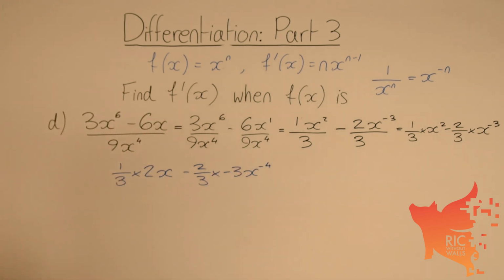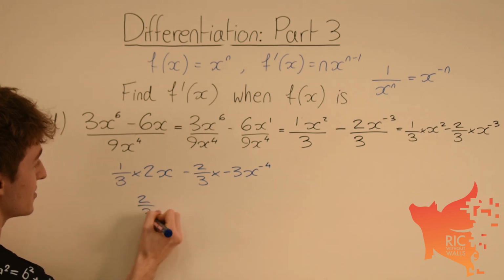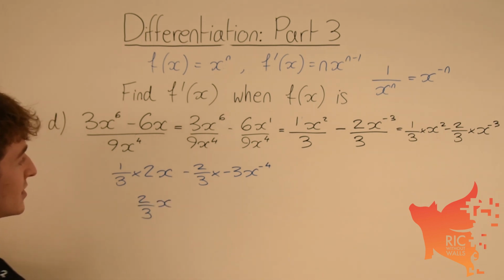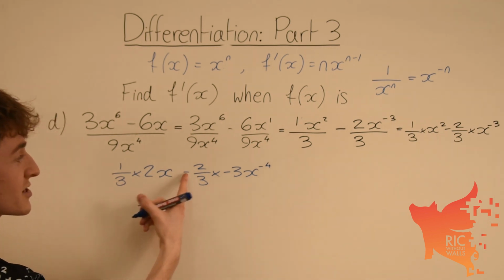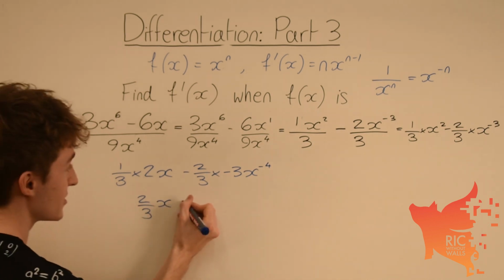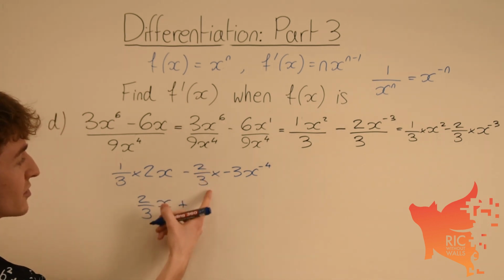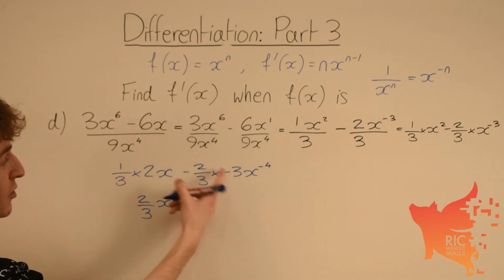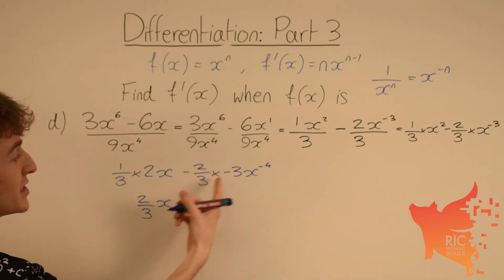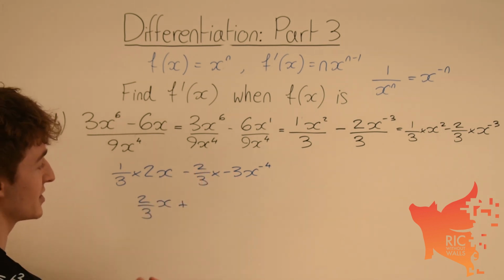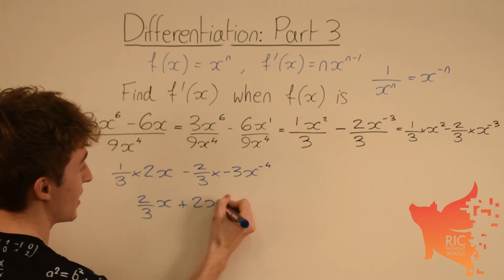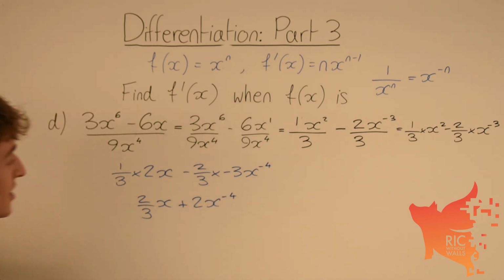Okay, we've now differentiated. The final step is just to simplify this. So we can write this 1 third times 2 as just 2 thirds with the x, and then we've got a minus times a minus, which is going to be a plus 2 thirds times 3. Well, 2 divided by 3 times 3 means that these 3's cancel out, just leaving us with this 2 here. So we have plus 2x to the power of minus 4. And that is f dash of x, that's the final answer.